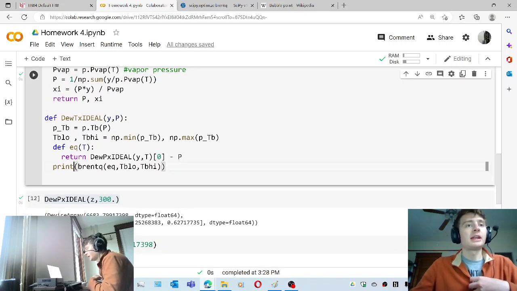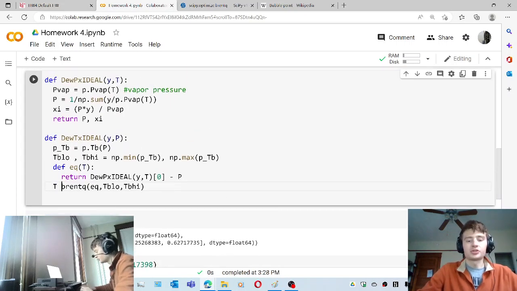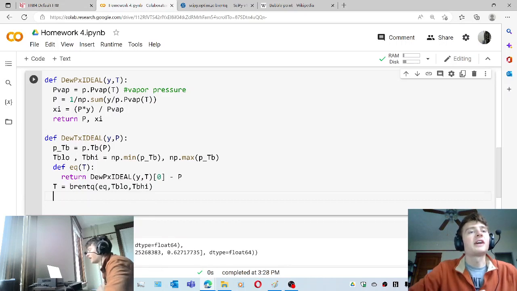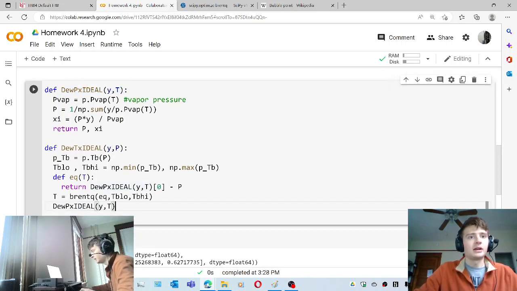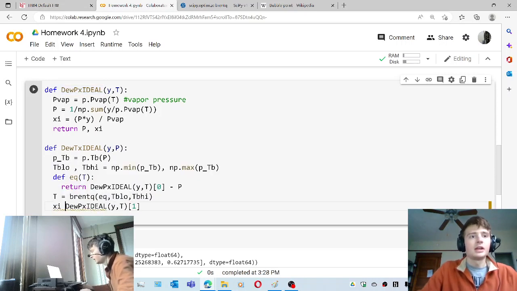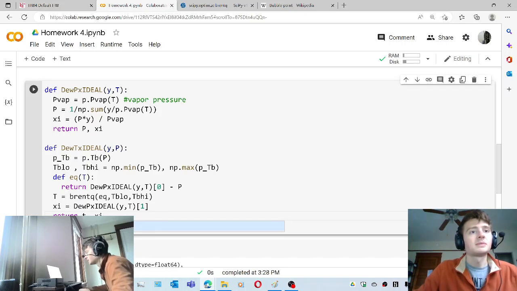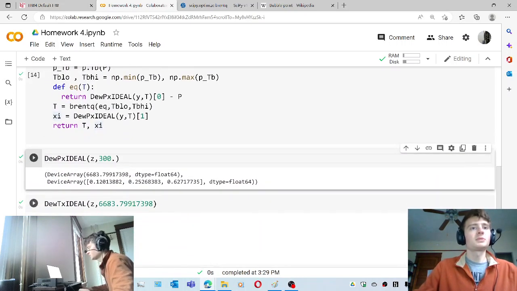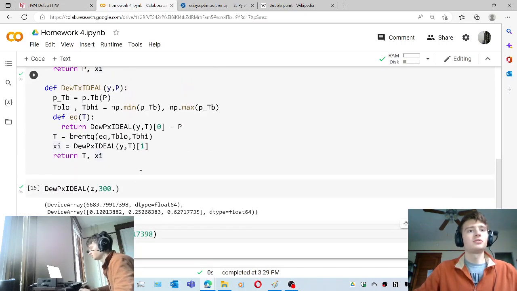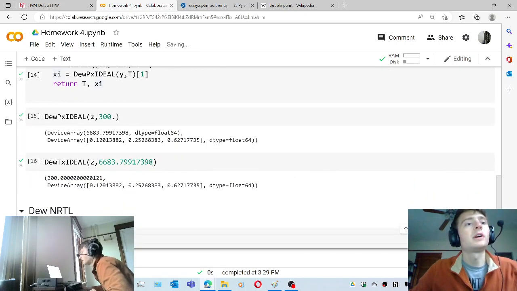Before I move on, let me say that this Brent Q method returns to me the temperature, and then I can evaluate this temperature at certain values. Or I can say I want to get the xi, so I'll take the second value from there and set that equal to xi, and then I will return T and xi, except T needs to be capitalized. Sweet, so now when I run this, I should get 2 arrays showing the same compositions in both forms. So that's great. Let me move on to this NRTL section now.